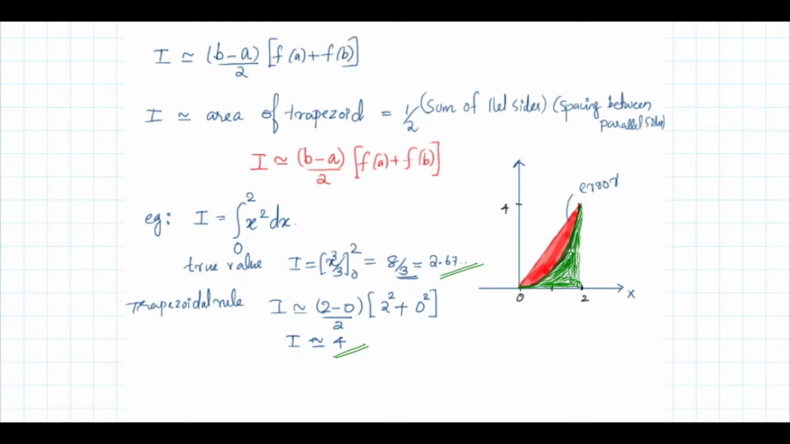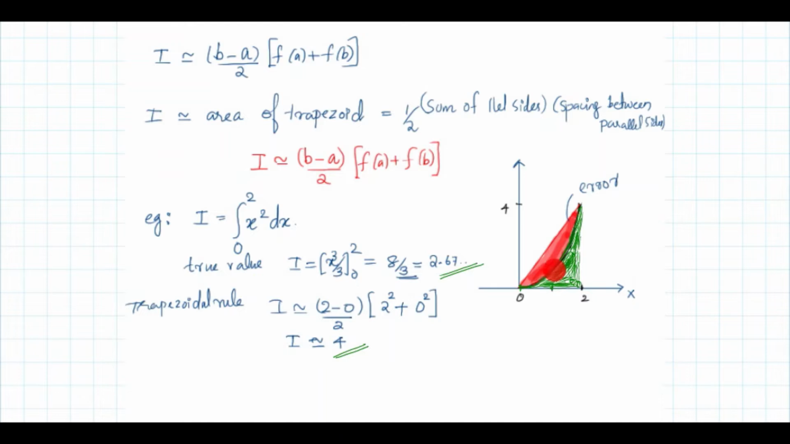Okay, so I is approximately equal to (b minus a) by 2 into (f of a plus f of b). This is the answer of numerical integration. Consider this specific example. You want to find this definite integral from 0 to 2 of x square dx.